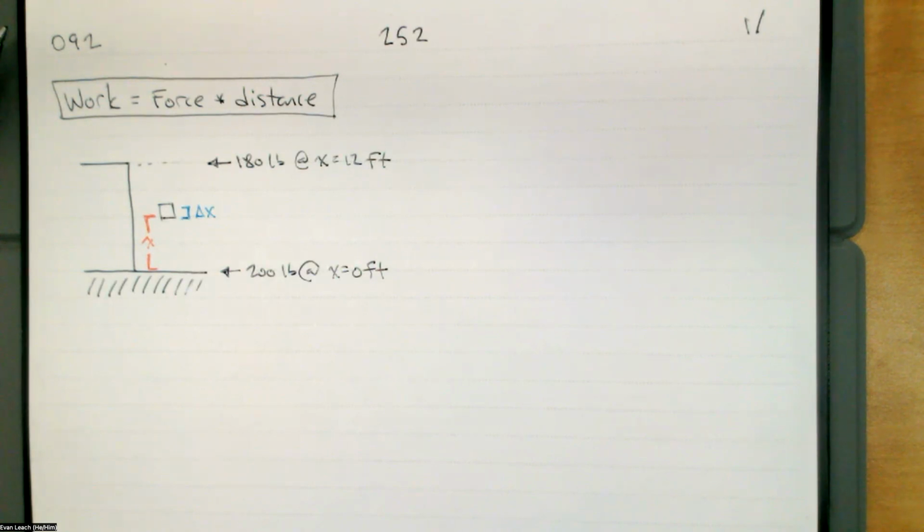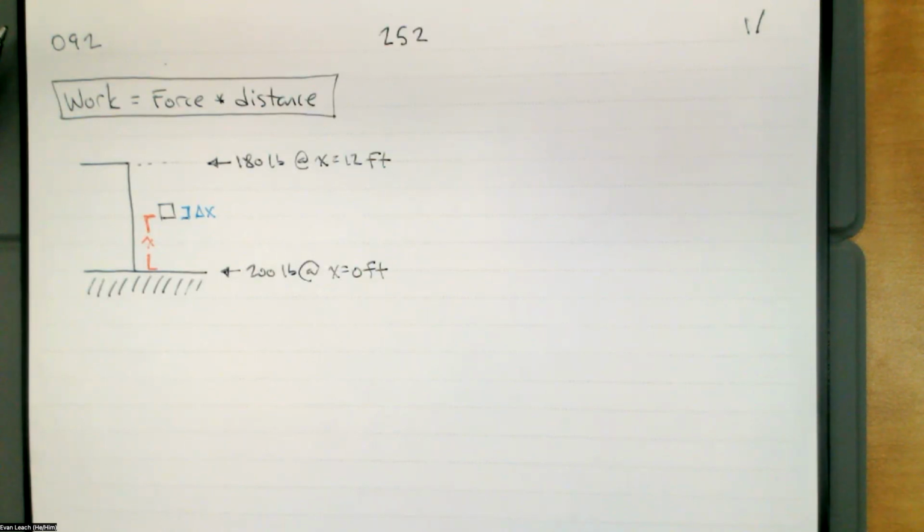So we created a scenario where the force, or the weight of this bucket, was changing continuously over the 12 feet as it moved up. So I couldn't just multiply the 200 pounds times the 12 feet. We also talked about when we could use the average.